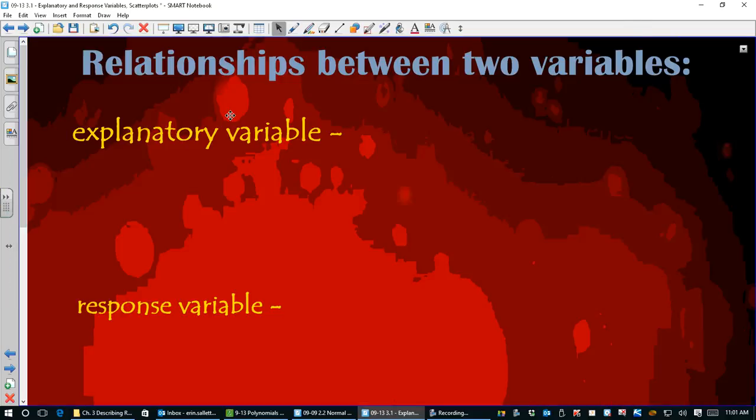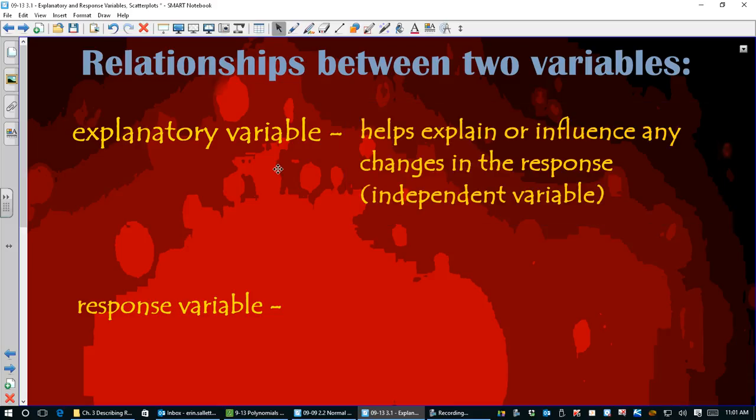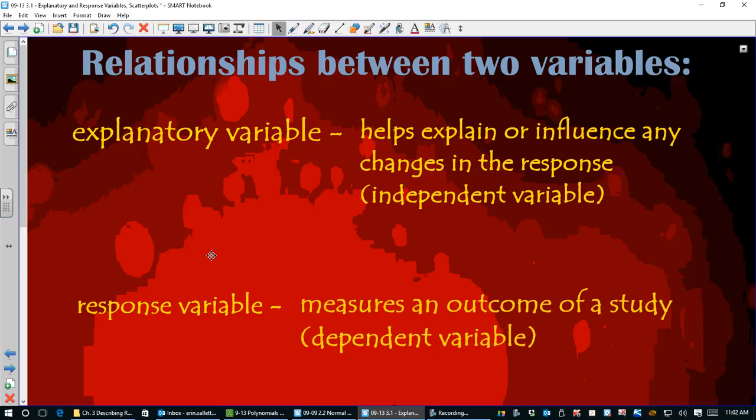So let's first create our definitions. An explanatory variable helps explain or influence any changes in the response. So this is what is often called the independent variable elsewhere, but we're calling it the explanatory variable because that's what your AP Stat is going to be calling it. And then there's the response variable. The response variable measures an outcome of a study. So the explanatory variable has an effect on the response variable. Thus the names explanatory and response.